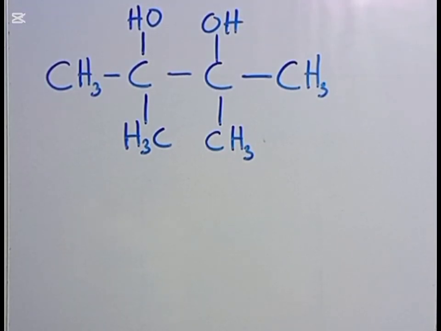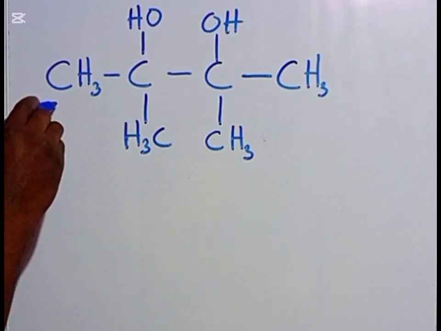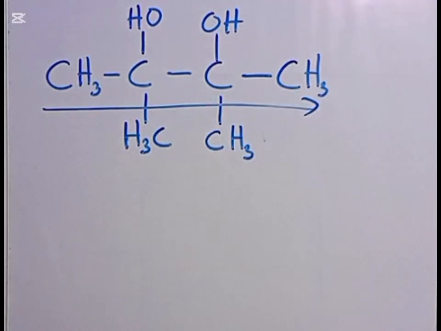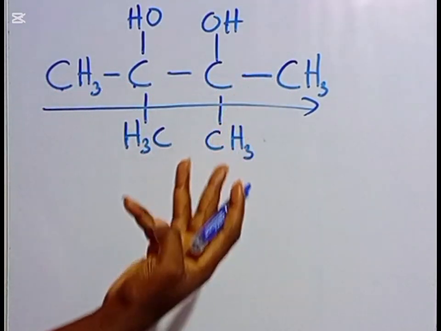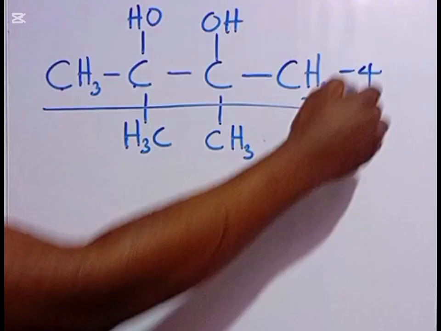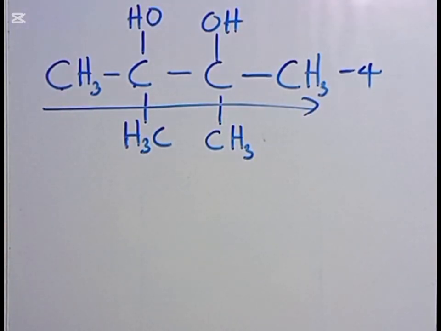We are asked to name the compound on the board. To name this compound, we'll try to identify the longest chain. Take note that in this compound, this is the longest chain, having how many carbon atoms? 1, 2, 3, 4. 4 carbon atoms. So principally, this is a butane structure.